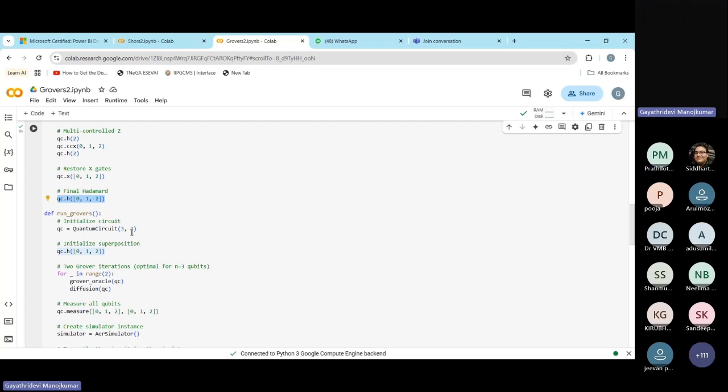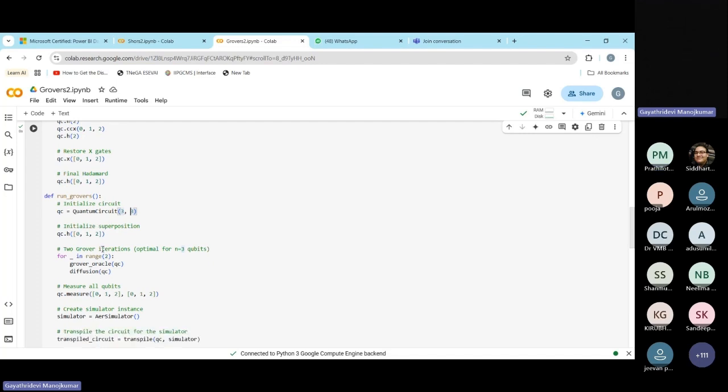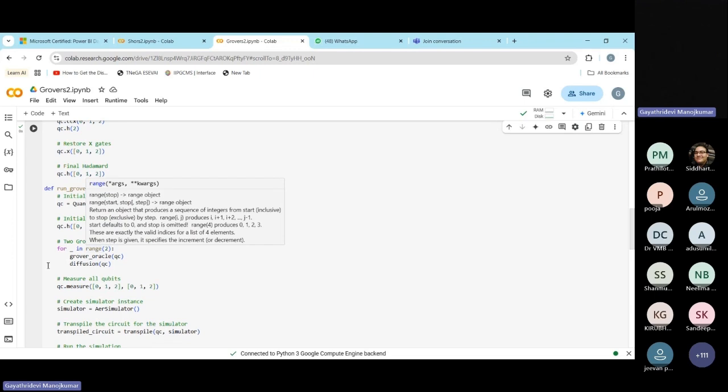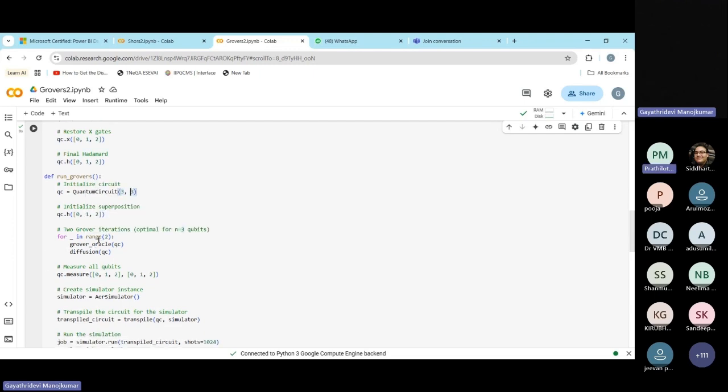And the next one is here. This is the main part of the program where we run Grover's algorithm, where we have created a quantum circuit with 3 qubits and 3 classical bits and applied the Hadamard gate as you have seen here. I'm performing the Grover iterations: 2 Grover iterations, which is optimal for 3 qubits.